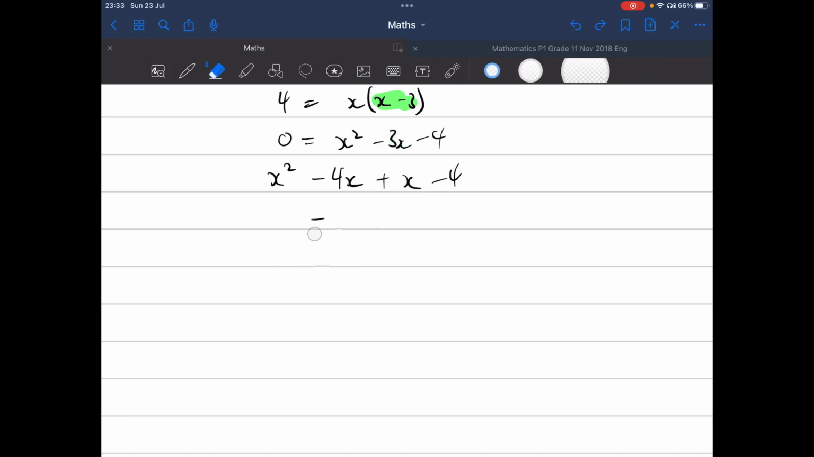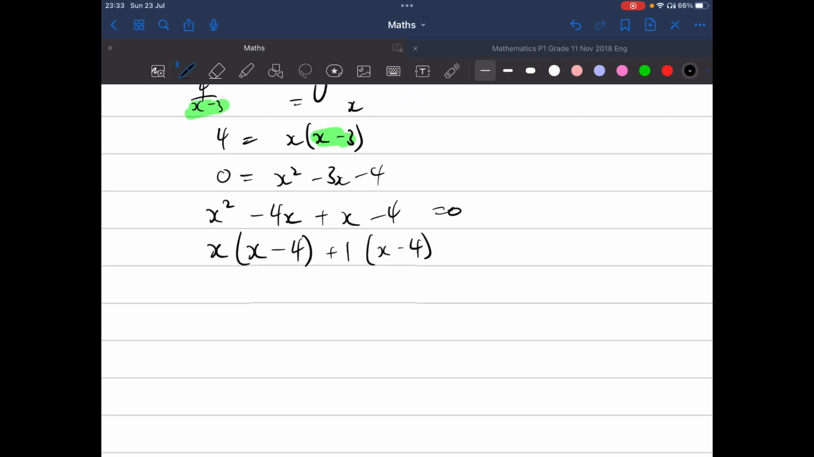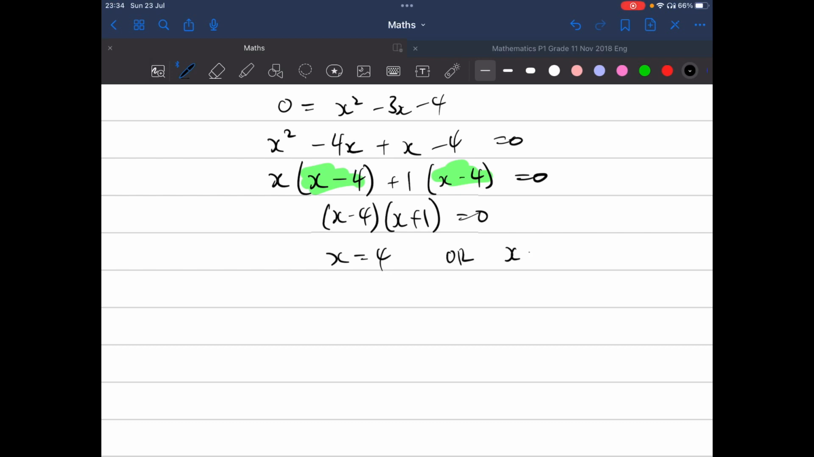Cool. So now it's just a case of factorizing all this here. Remember this was equal to 0. Now I can take out the common factor: x minus 4, x plus 1 equals 0. I can equate them both to 0, so I'll get x equals 4 or x equals minus 1. So that's our final answer, and that's correct.